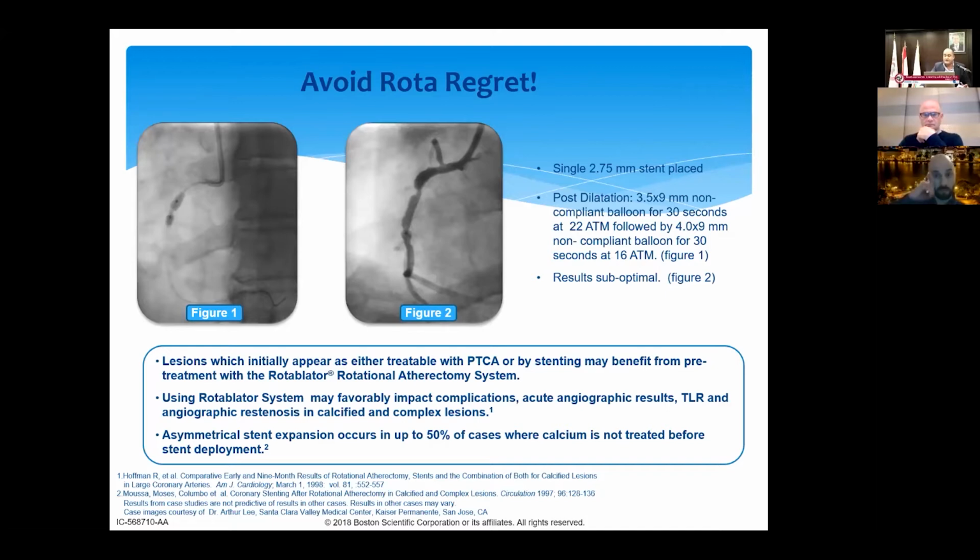And the result finally was really suboptimal. So lesions which initially appear as either treatable with PCI or by stenting may benefit from pre-treatment with the rotablator rotational atherectomy system. Using the rotablator system may favorably impact calcific complications like acute angiographic result, TLR, and angiographic restenosis in calcified and complex lesions. And this is a very important key point. Asymmetrical stent expansion occurs in up to 50% of cases in the studies where calcium is not treated before stent deployment.